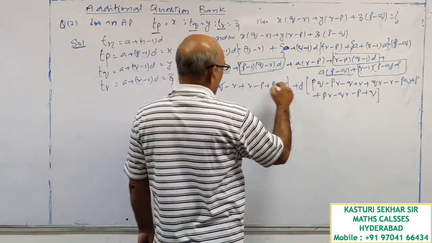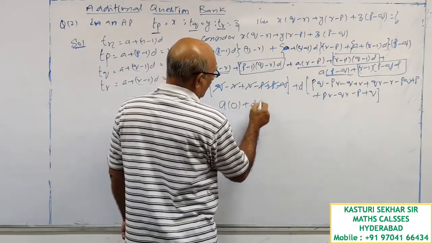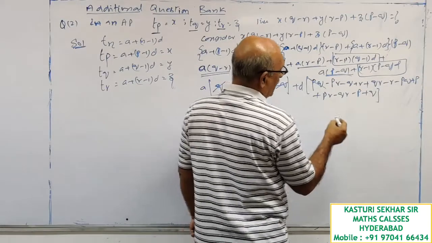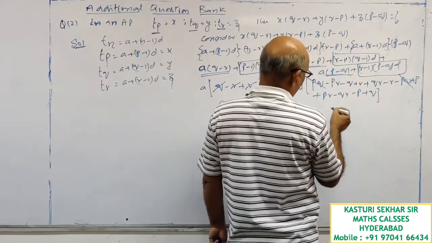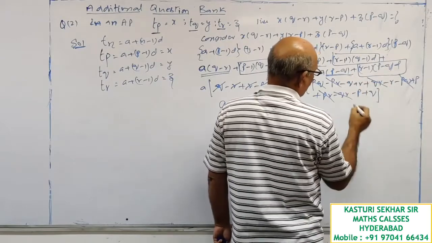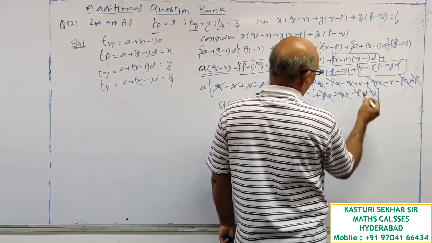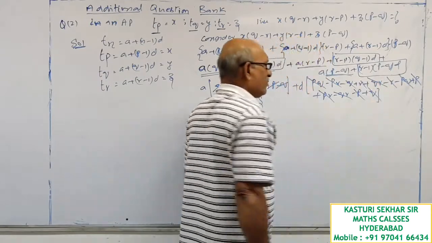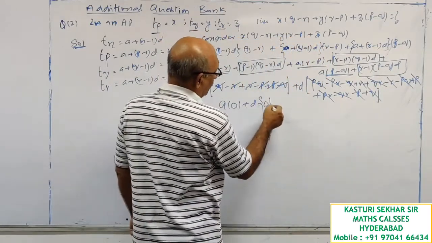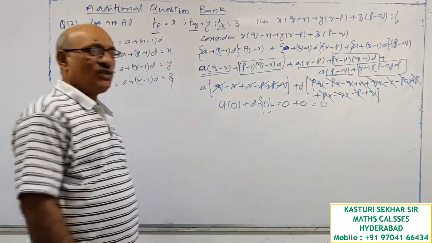Minus q plus q cancel, minus p plus p cancel. A into 0 plus D into: plus pq minus pq cancel, plus pr minus pr cancel, plus qr minus qr cancel, plus p minus p cancel, plus q minus q cancel, plus r minus r cancel. D into 0, 0 plus 0, 0. Ultimately the answer is 0.